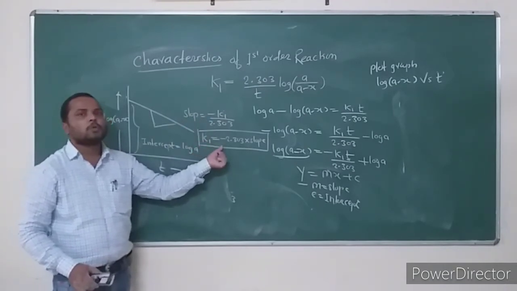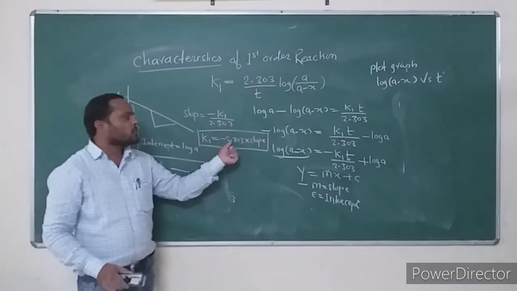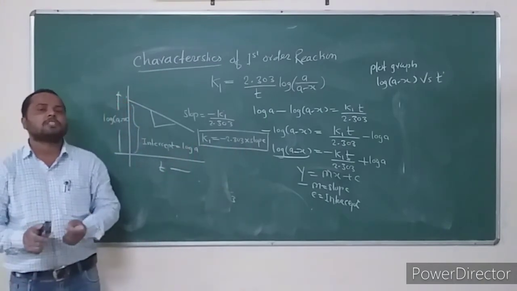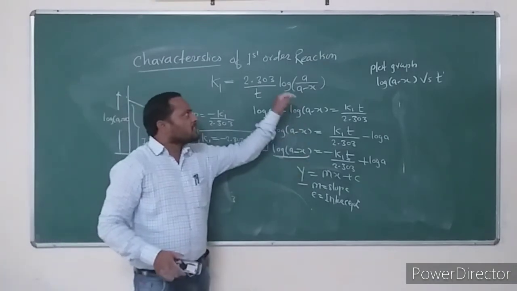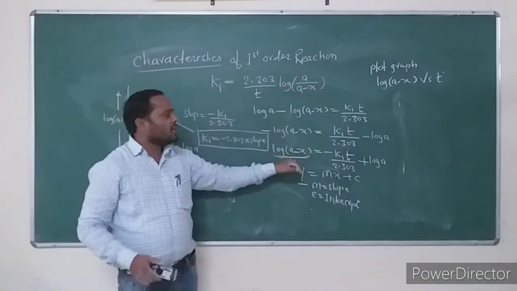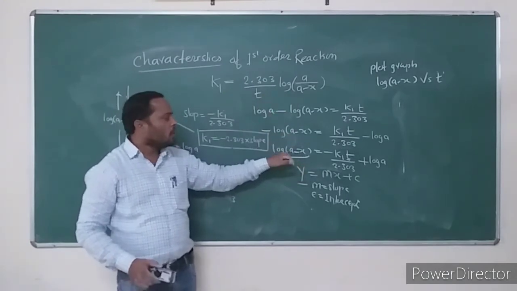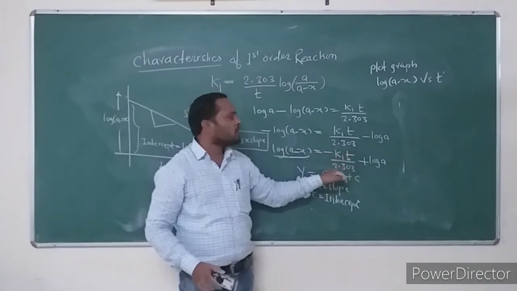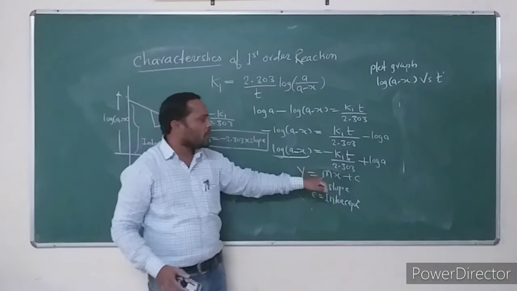The k1 is equal to minus 2.303 into the slope. We can determine the rate constant of the first order reaction by knowing the slope. Log a minus x, this is the first order rate equation. We can write this equation in straight line form: log a minus x is equal to minus k1t upon 2.303 plus log a. This equation is similar to the straight line equation mx plus c.